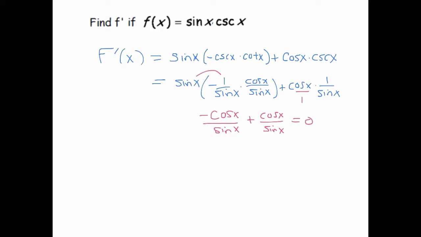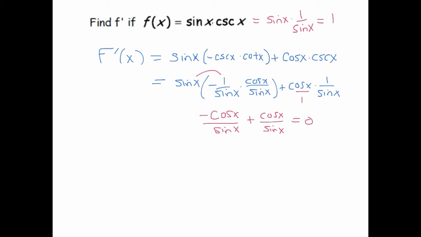So it's kind of a lot of work there if you think about it. We had to do the product rule, we had to use trig identities, and we ended up getting 0. The reason I did this is because you might notice that if I instead did a little bit of simplification before I took the derivative, I could have written this as sine of x times 1 over sine of x. And since those are reciprocals, I just get 1. So f of x is really just equal to 1.